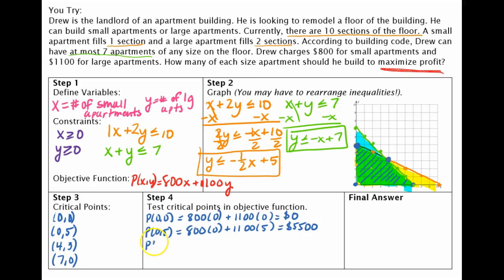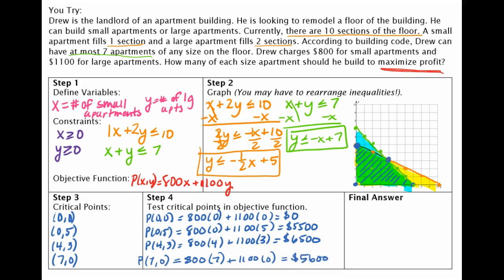Our next critical point is 4, 3. So that would mean he would rent out 4 small apartments and 3 large apartments. If he did that, his profit would be $6,500. And then last but not least, if he did 7 small apartments and 0 large apartments, that would be $5,600. So I'm looking for which one is giving him the biggest profit.